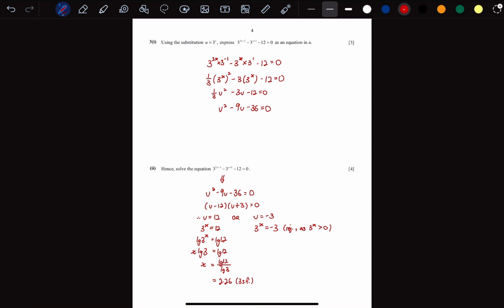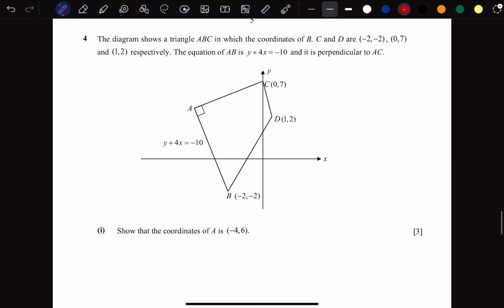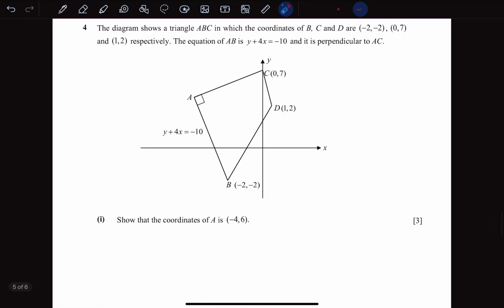Alright, moving on to the last question, question 4. Question 4 here, I have a triangle ABC. This is a triangle in which the coordinates of B and C are given as well. I have the equation of line AB, and I'm given that AB is perpendicular to AC. So part 1, show that the coordinates of A is given by this expression here. So A is over here.